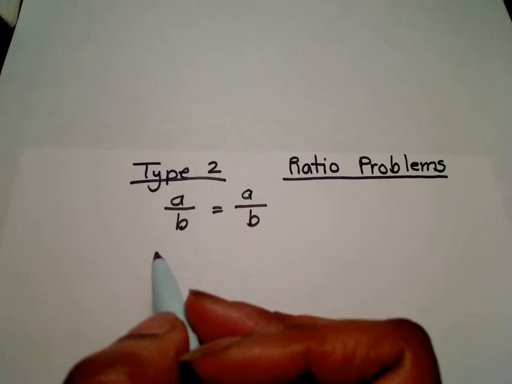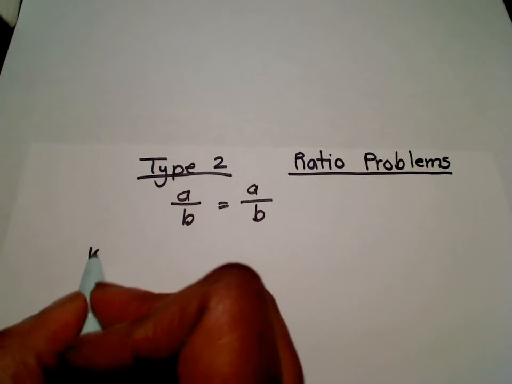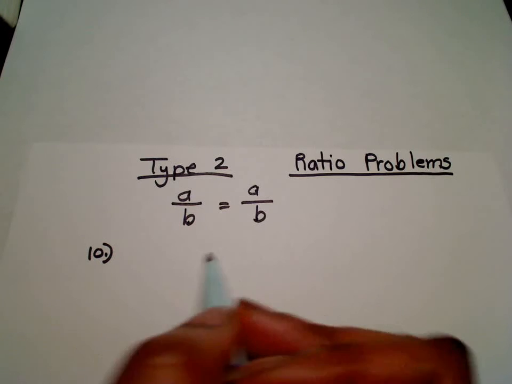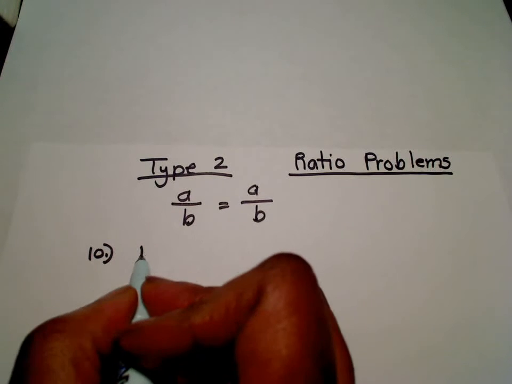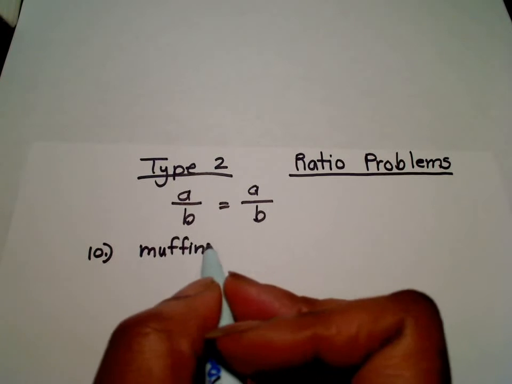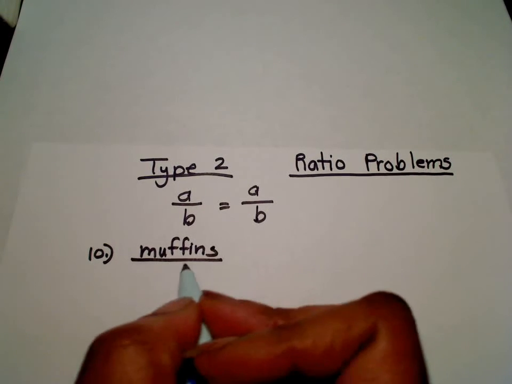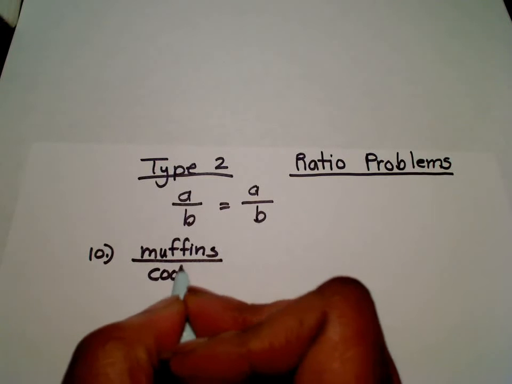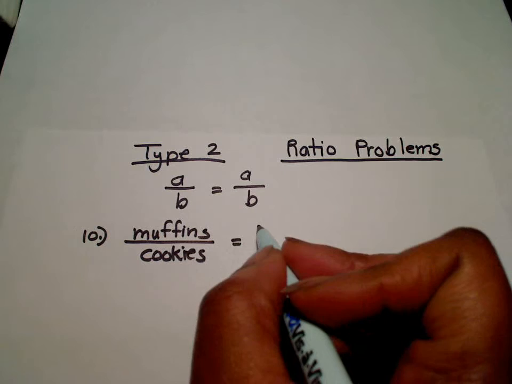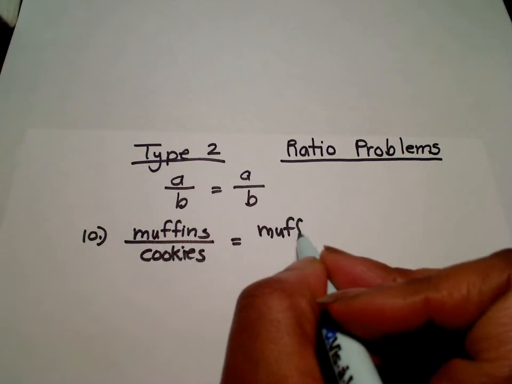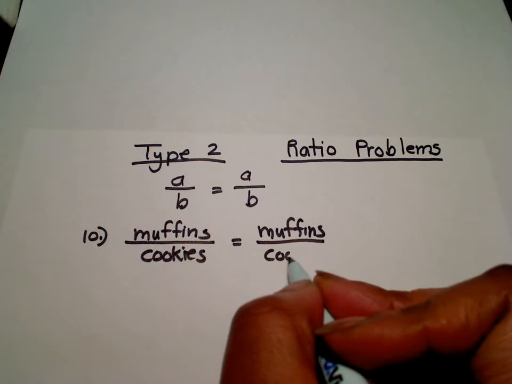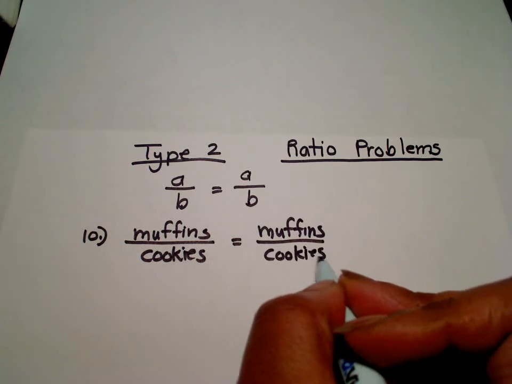Let's take a look at problem number 10. If you look at problem number 10, they're talking about muffins and cookies. So I'm going to have my muffins be my numerator, and in the denominator I'll put cookies. And with ratio problems, we will still have muffins in the numerator and cookies in the denominator.